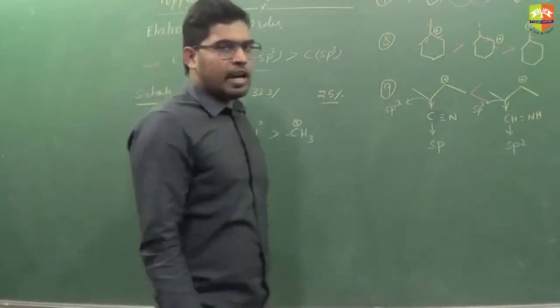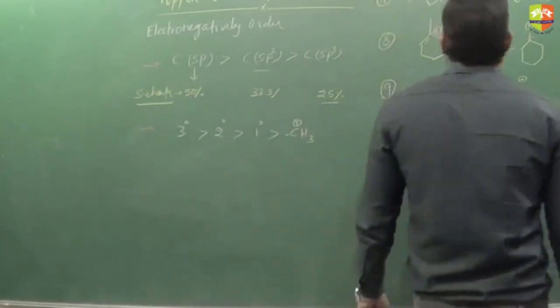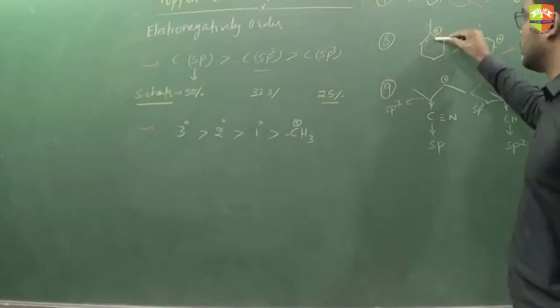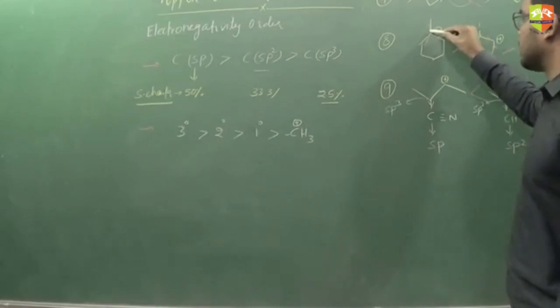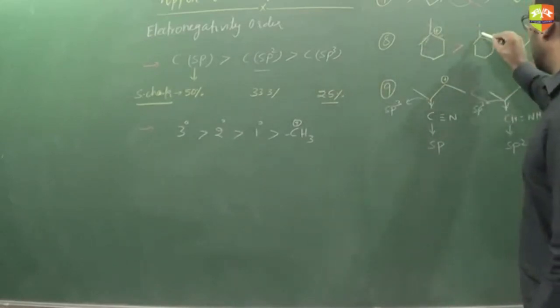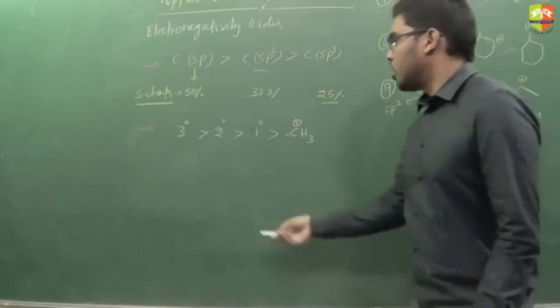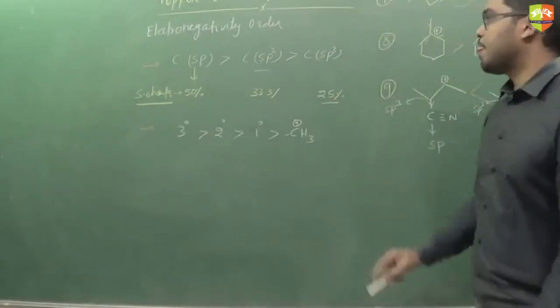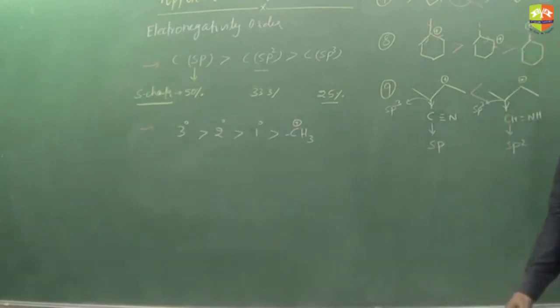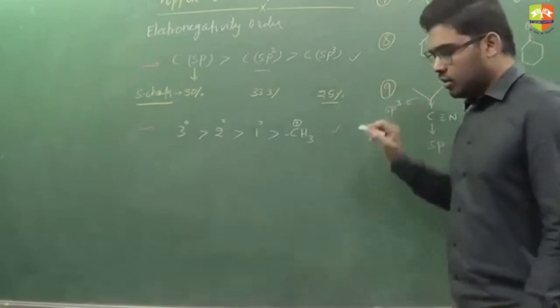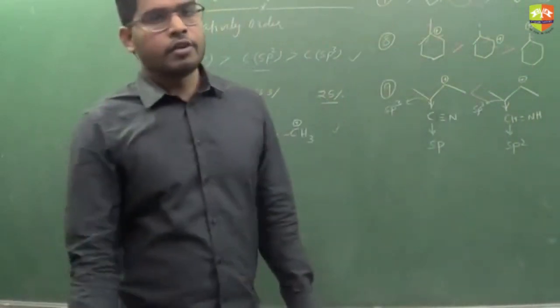Why is 3 degree carbocation more stable? Because it has 3 carbon atoms donating alkyl groups, 1, 2 and 3. All these 3 will donate electrons, so it is most stable. Then only 2 degree, only 1 degree. So the order of stability will be this for carbocation. These are the few examples we have done for the stability of carbocation.